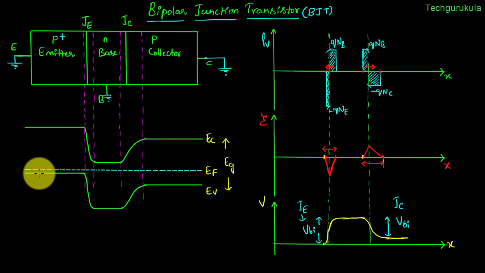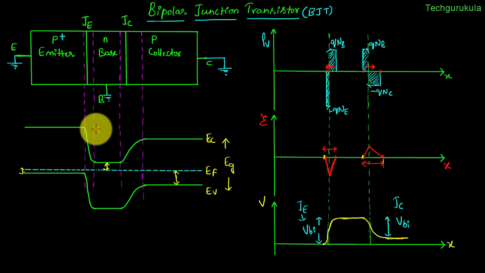On the emitter side, EF should be very close to EV because the emitter is p-type, heavily doped, so EF to EV would be very small. And coming to the base, it is n-type, so EF should be close to EC, and that's what is shown here. And this magnitude of difference EC to EF should be greater than EF to EV with respect to the emitter, because the emitter is heavily doped compared to the base. Coming to the collector side, EF should be close to EV compared to EC, and that's what is shown here. The difference EF to EV at the collector side should be greater than EC to EF at the base side, because the base is highly doped compared to the collector.